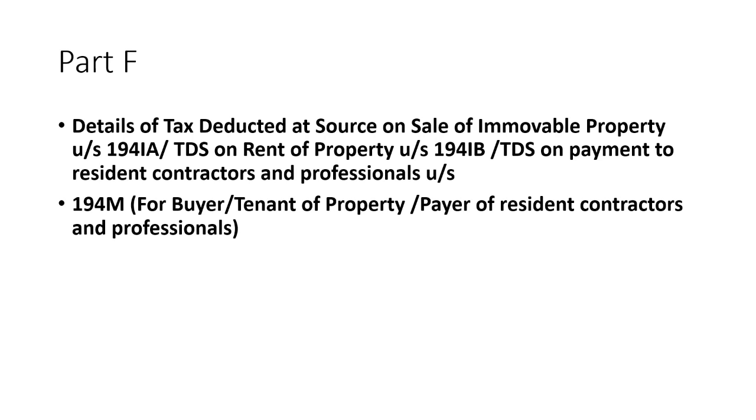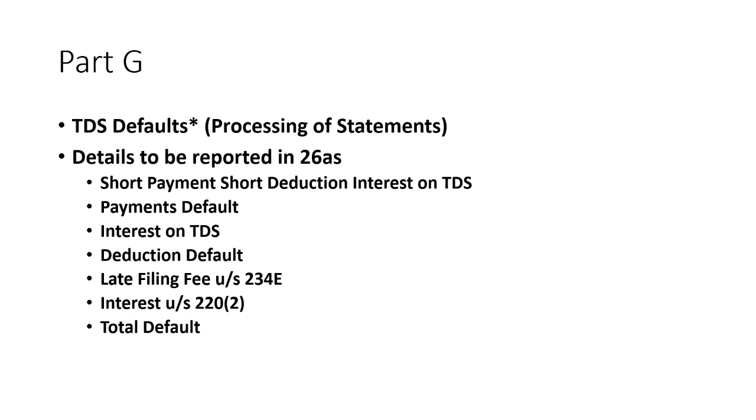Part F, details of tax deducted on immovable property, 194IA, TDS on rent of the property, then TDS on payment to resident contractors and professionals. This relates to the buyer of the property or the tenant of the property. When a tenant makes payment to the owner and the total amount exceeds 50,000, tax is to be deducted by the tenant even if it is an individual. So it is applicable to contractors and residents.